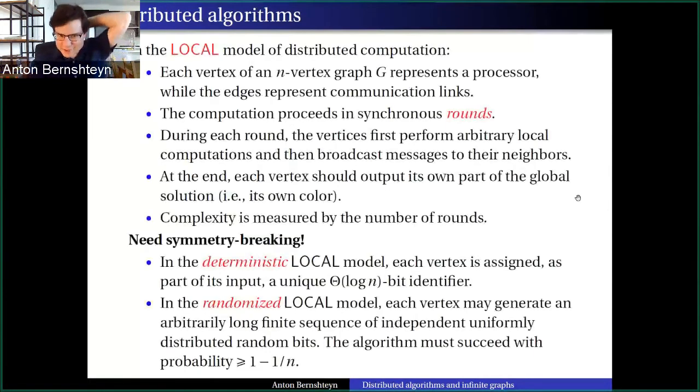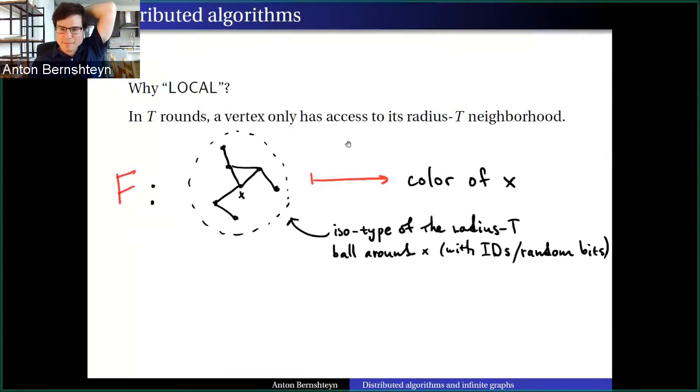The idea is that after t rounds of computation, a vertex cannot really know about anything that happens outside of its radius t neighborhood in the graph. Right? In one round of computation, it can only communicate with its neighbors. In 2 rounds, with its neighbors and their neighbors, etc. But it cannot go farther than distance t in the graph.